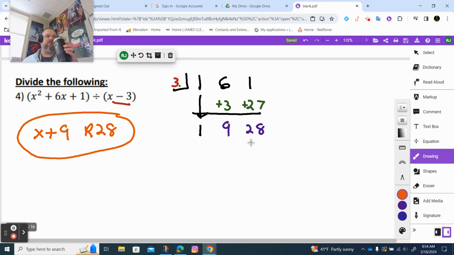We could do long division. Y'all want to do long division? Talk to some of the other Algebra 2 kids in the other Algebra 2 classes.